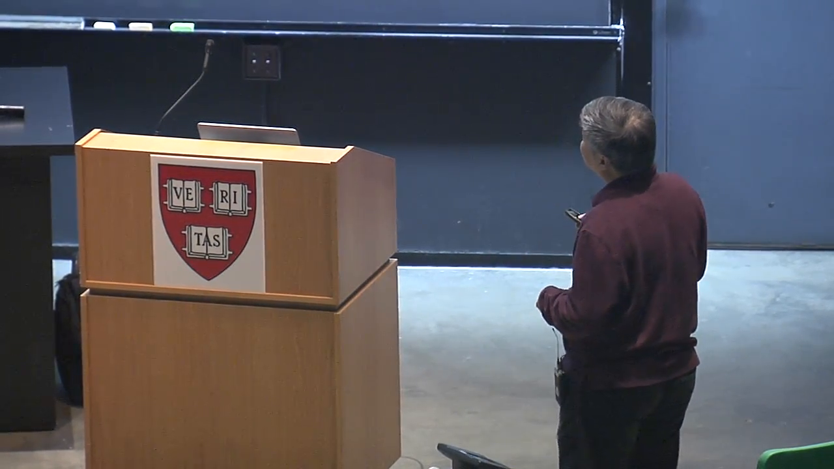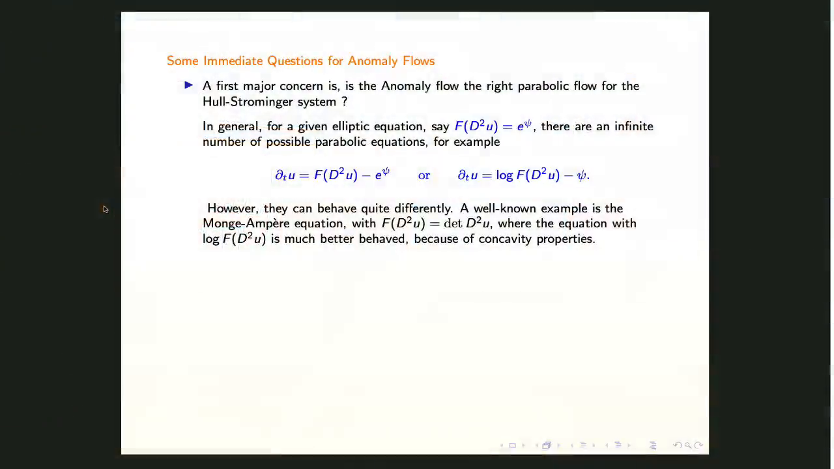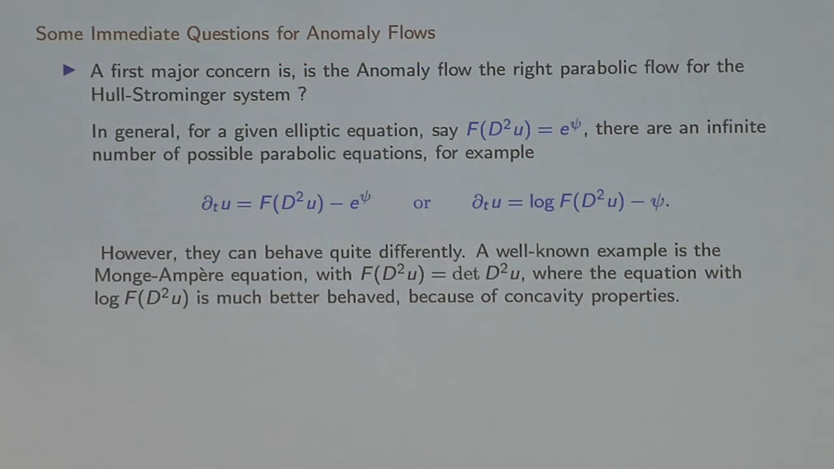Because what happens is that suppose that you want to solve an elliptic equation such as this. You could take this flow. So the solution is clearly a stationary point, clearly this, but you could take this one as well. So which one is better? Or does it make any difference? Well, it turns out that in PDE theory, it's well known that different parabolic flows could behave very differently, and that this one here is actually much better behaved than this one, due to the concavity properties in the second derivatives.